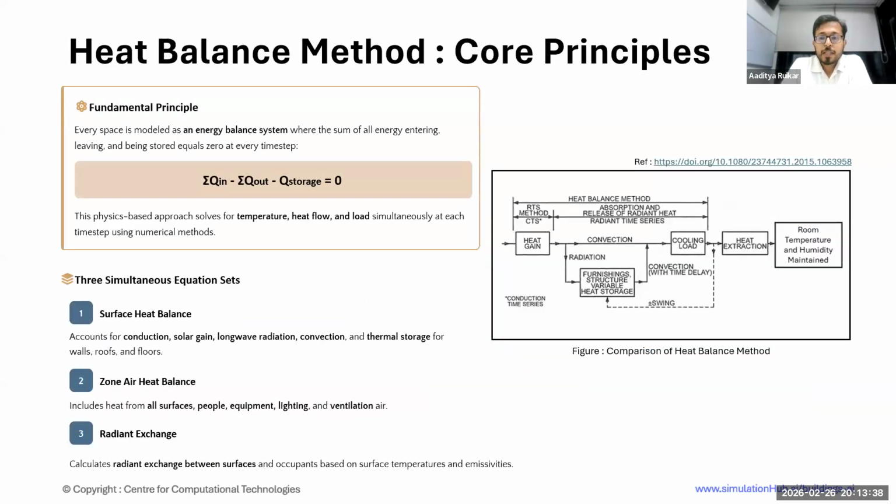When we talk about ASHRAE's heat balance method, we are talking about the most rigorous physics-based way to calculate heating and cooling loads. At its core, the idea is actually simple: heat in should equal heat out, and with the Q storage, the summation should be 0. That is the simple principle of it.